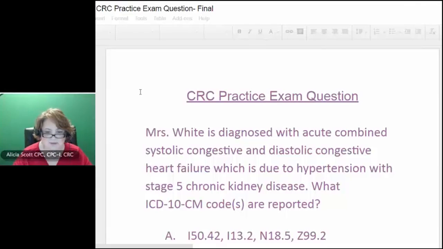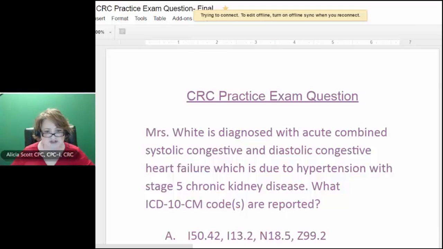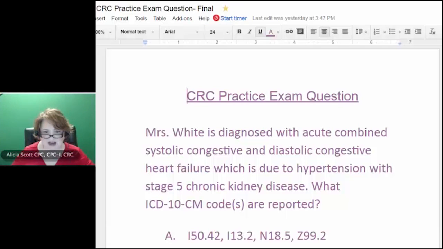A CRC practice exam question. I'm going to go ahead and read it to you, and then I'm going to show you what the options are. Let me just scroll down a little bit. It's loading. Mrs. White is diagnosed with acute combined systolic congestive and diastolic congestive heart failure, which is due to hypertension with stage 5 chronic kidney disease. What ICD-10 codes are we going to code for this particular scenario?